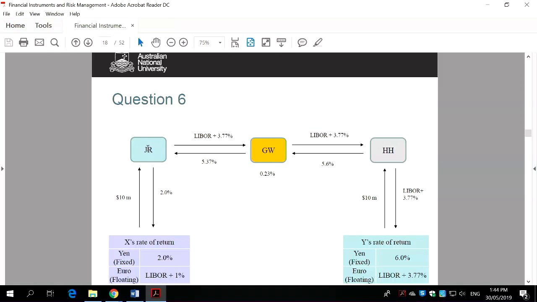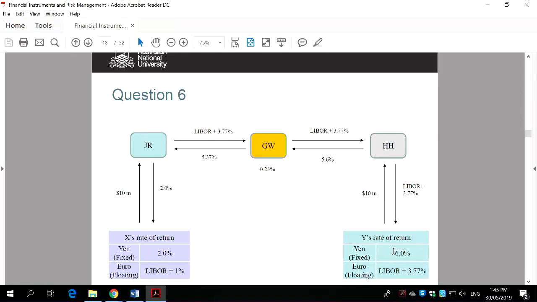Okay? So basically, what JR really wants to pay is the euro floating, right? So now we tell JR, yes, you can start to pay us the euro floating. So that euro floating has to precisely cover the cost of borrowing for HH. So again, we're passing the floating rate all the way across to HH to repay HH's euro floating borrowing. Okay, so that covers HH's LIBOR plus 3.77%. Now, what HH really wants to repay is the Japanese fixed rate. Now we'll tell HH you can pay that.